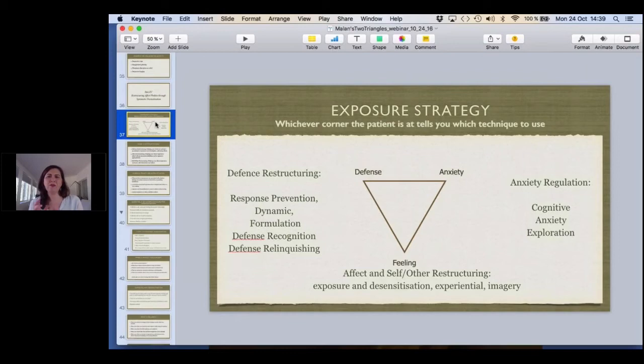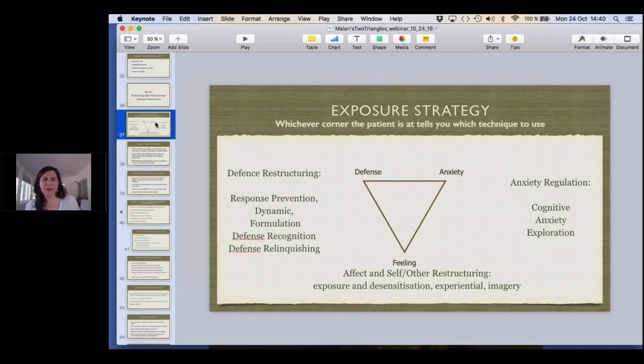If they're on the anxiety pole, you're going to be doing anxiety regulation. It's going to be a lot of cognitive work and sensory exploration work, right? So, what is the scariest thing about feeling your anger, or how does that anxiety feel in your body when you're facing anger? On the defense pole, it's defense restructuring, and we're really looking at stopping the defenses. We use core conflict formulation, which we'll be talking about in an upcoming webinar.